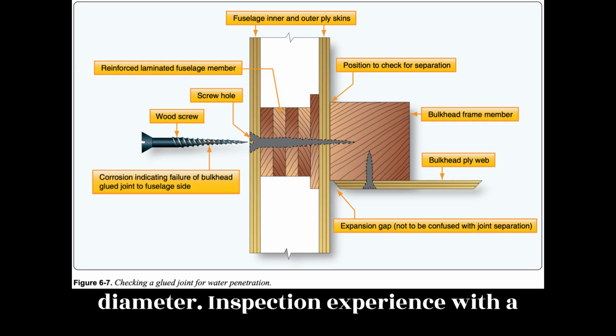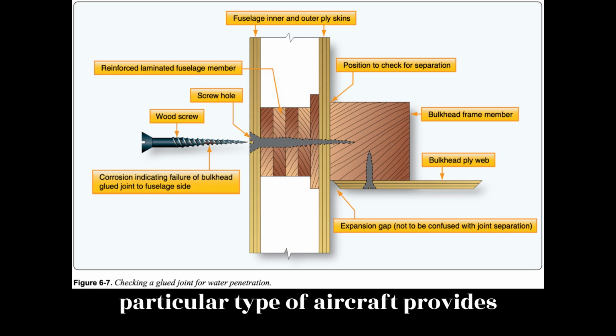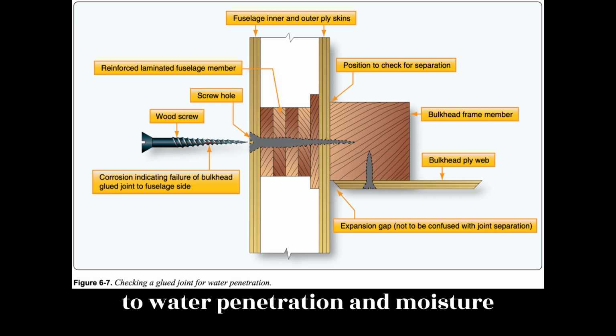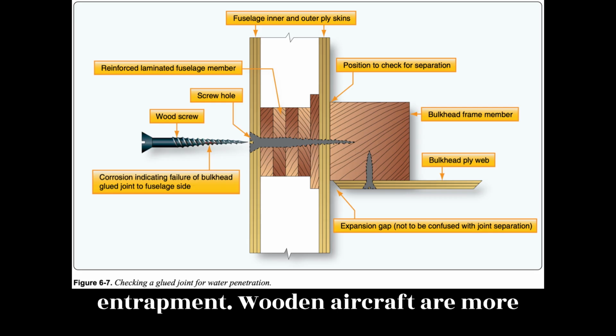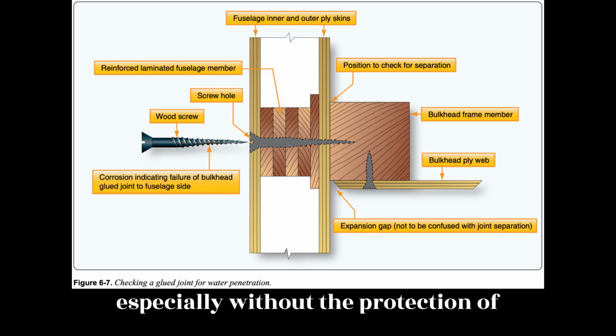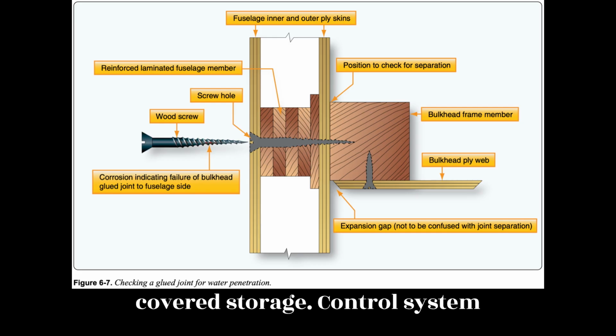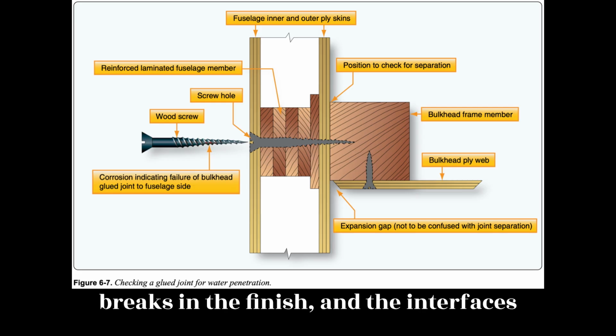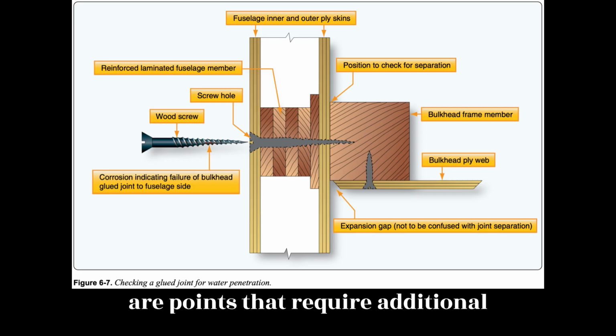Inspection experience with a particular type of aircraft provides insight to the specific areas most prone to water penetration and moisture entrapment. Wooden aircraft are more prone to the damaging effects of water, especially without the protection of covered storage. Control system openings, fastener holes, cracks or breaks in the finish, and the interfaces of metal fittings and the wood structure are points that require additional attention during an inspection.